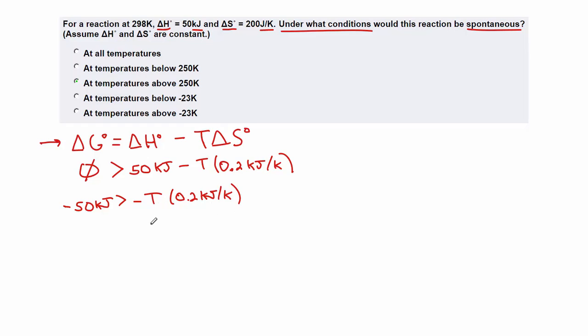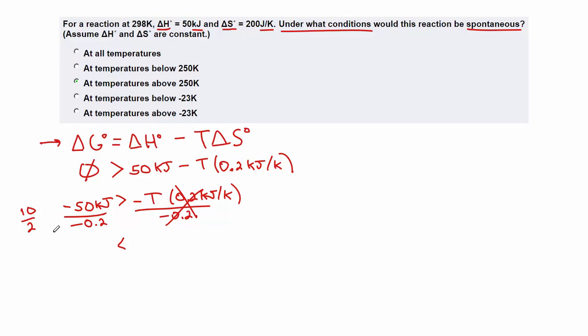I'm going to leave off the units here for clarity's sake, but I'll divide through by negative 0.2 on both sides, and when you multiply or divide by a negative for an inequality, the direction of your inequality changes. So in this case, we're going to end up with the direction being the opposite. Now here, your two negatives are going to cancel, but dividing by 0.2, 0.2 is the same as 2/10. So dividing by 2/10 is the same thing as multiplying by 10 over 2.